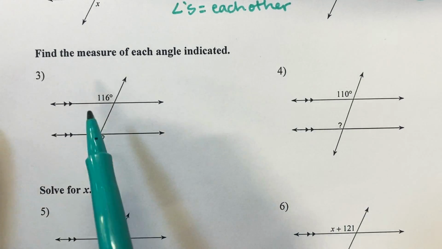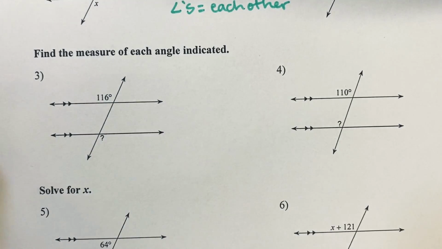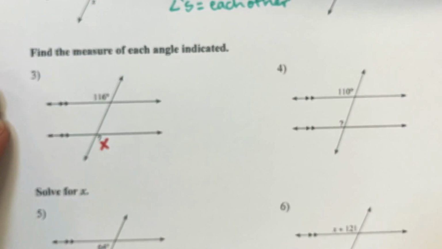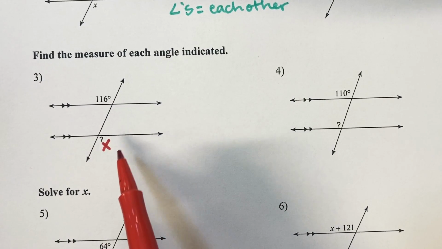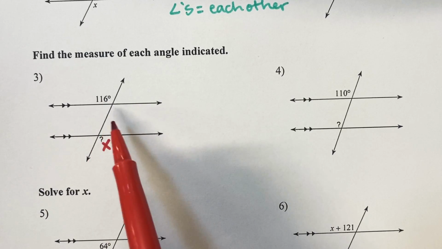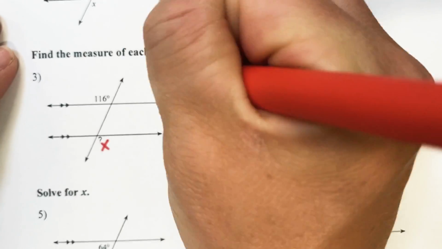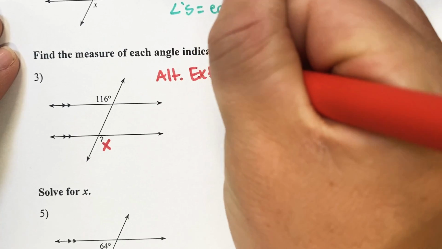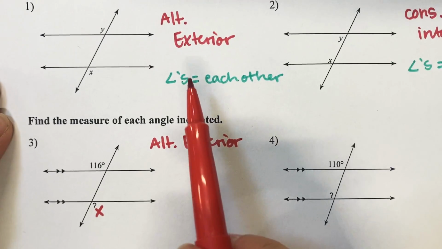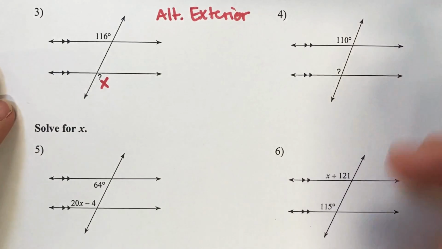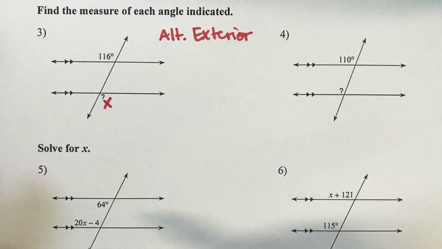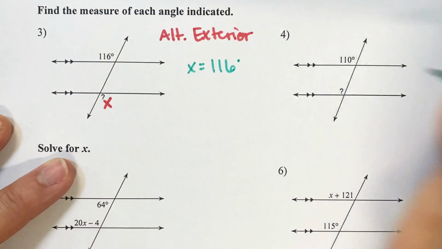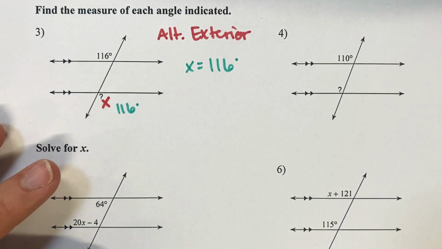Beautiful. Now let's look at 3 and 4. In 3 and 4, we are asked to find the measure of the angle indicated, or the missing angle. In number 3, I see that it gives me 116 and then this question mark, which I'm just going to label as x. The first thing we need to do is identify the relationship. Again, I see that they're on different sides of my transversal, so that tells me alternate. And they're on the outsides of my parallel lines, so that tells me exterior, alternate exterior. Well, let's look up, what are they equal to? They're equal to each other. So we know that if that angle is 116, our x is also 116 degrees.